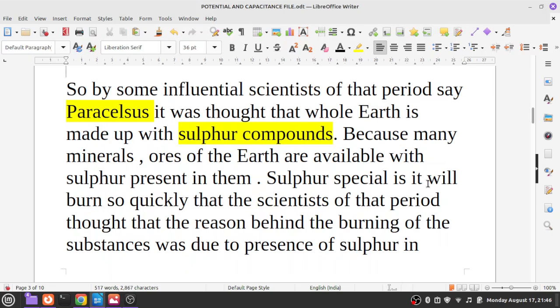Another special property of sulfur is that it will burn very quickly. It will catch fire very quickly.